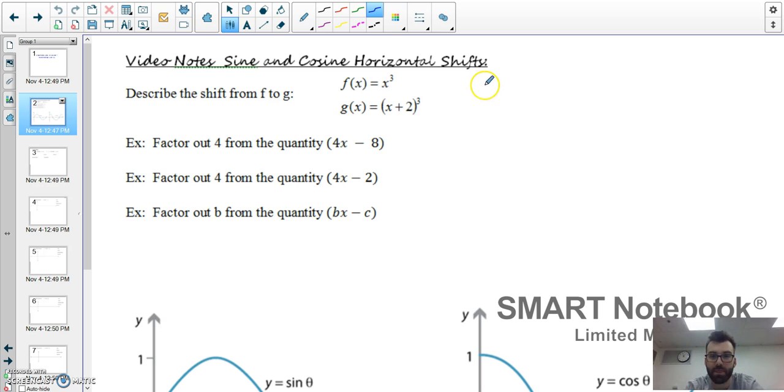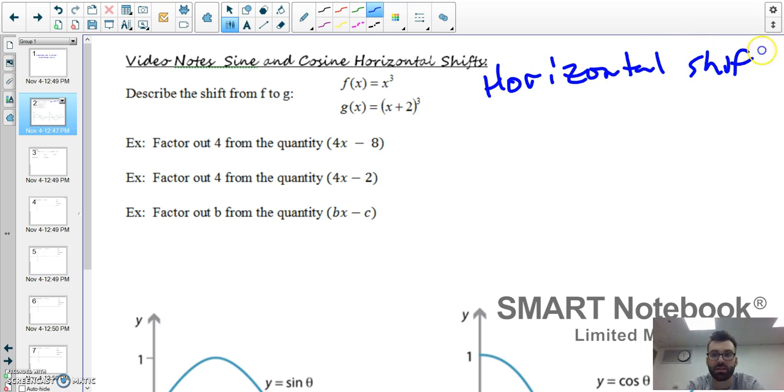Hopefully, you were able to get it's a horizontal shift to the left, to the left 2.